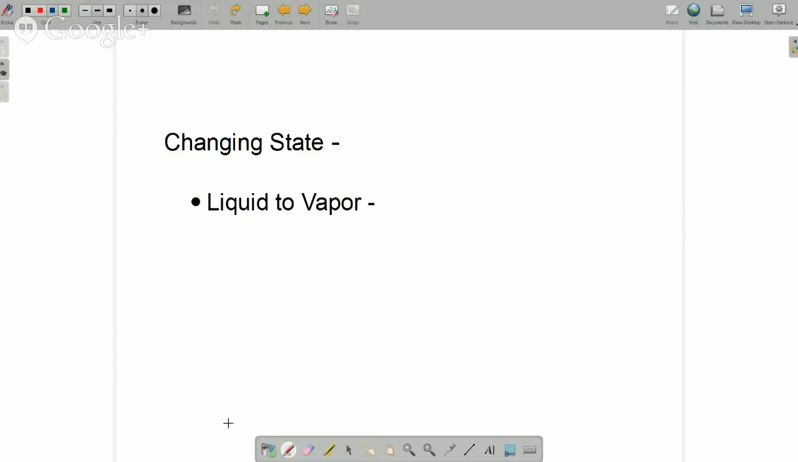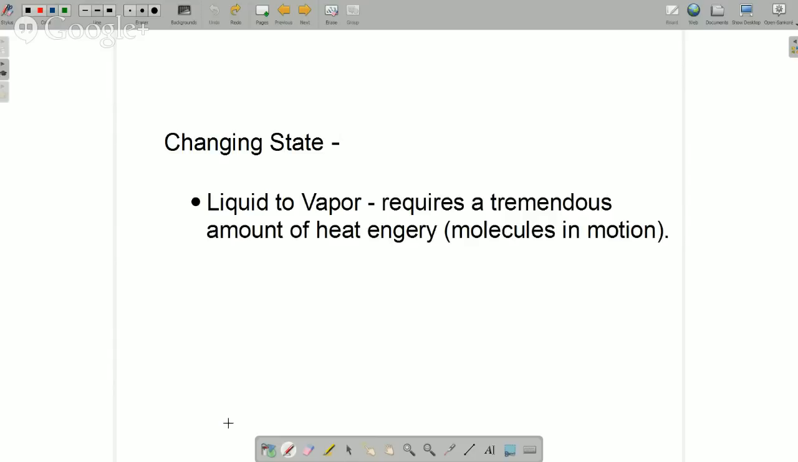Remember, changing state in our field is from liquid to vapor. And when refrigerant changes from liquid to vapor, it requires a tremendous amount of heat energy to make that change. And that's why refrigeration works.